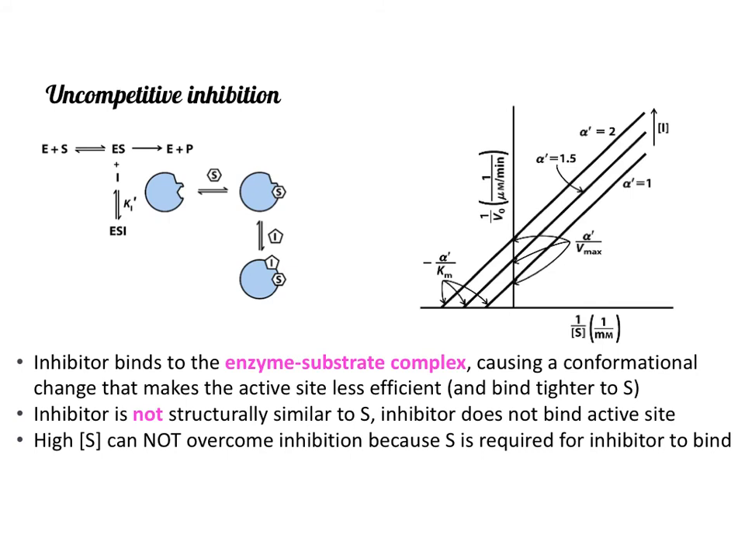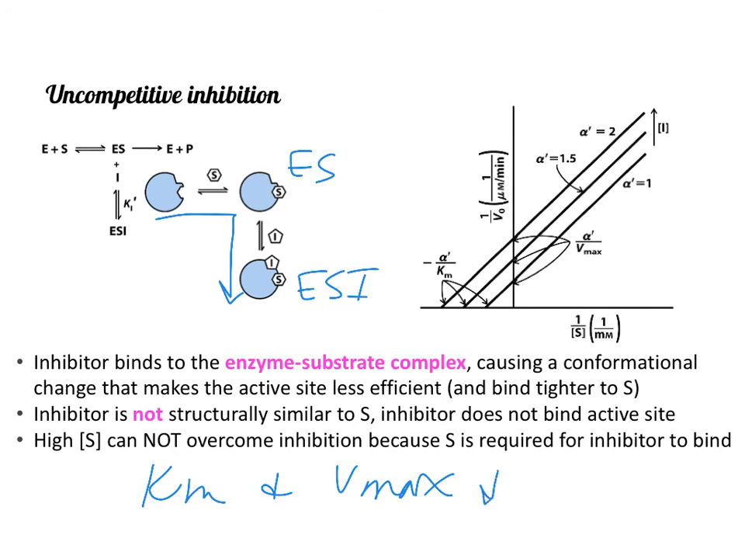And again, just as a recap, uncompetitive inhibition is an order of operations. You must form ES, and then you form ESI, and the overall effect is Km and Vmax decrease in the presence of the inhibitor.